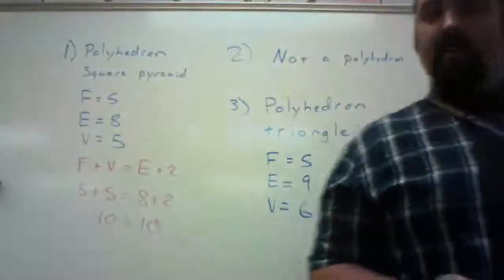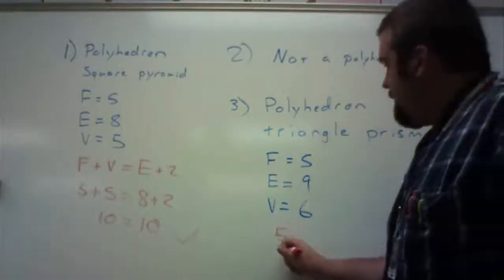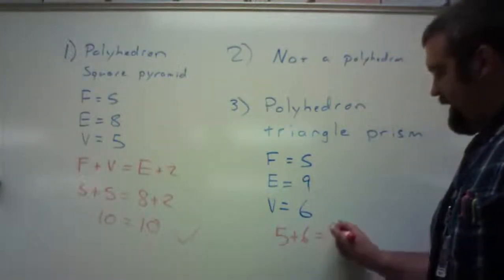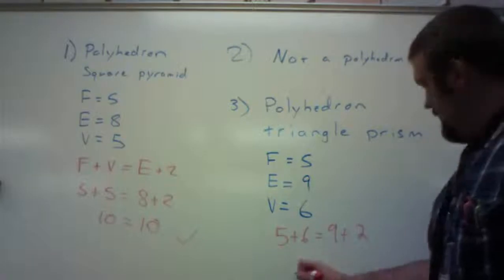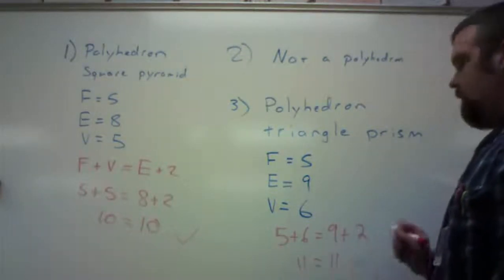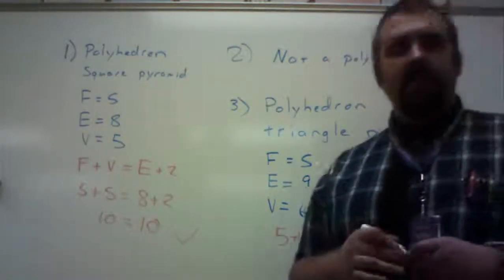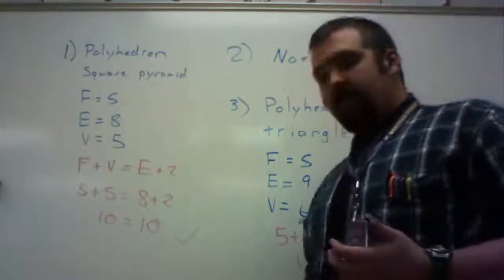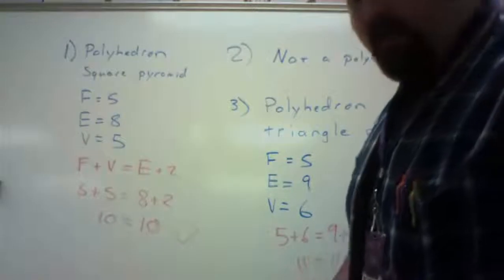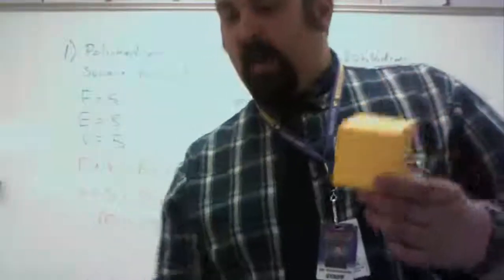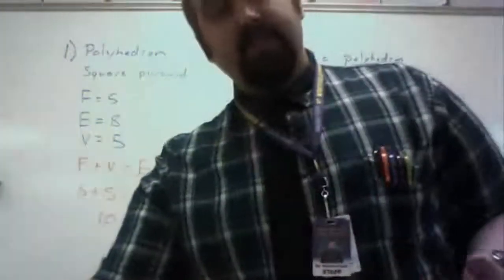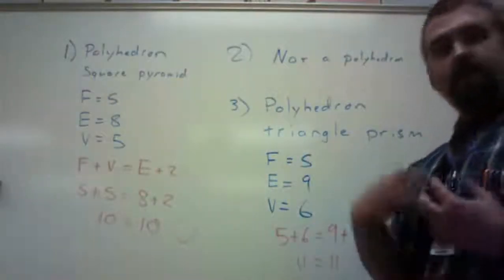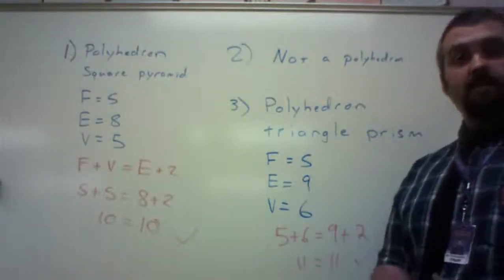So let's look at this one. Well, that means I do 5 plus 6. That should equal 9 plus 2. 11 equals 11. Wow. Euler's theorem does work. And it's not coincidental. In fact, any solid will have this happen. Any shape I look at, doesn't matter what it is, as long as it's a polyhedron, the number of edges plus 2 equals the number of faces plus the number of vertices.